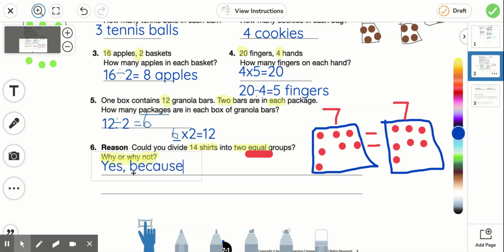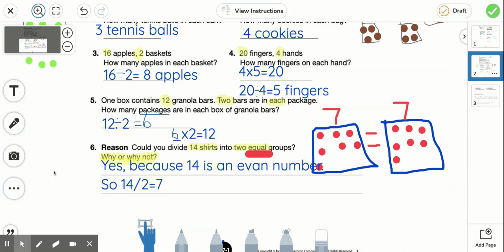Why? Because 14 is an even number. Did y'all notice that? Remember, any multiple of 2 is going to be an even number. So 14 divided by 2 equal groups equals 7, and you might see it written this way as well. Just like how we stack multiplication and addition, this is the way we stack division. But it means the same thing as this divided by symbol, just in case you see it. So yes, 14 is an even number. We can divide it by 2. We can skip count by 2s to get to that number.